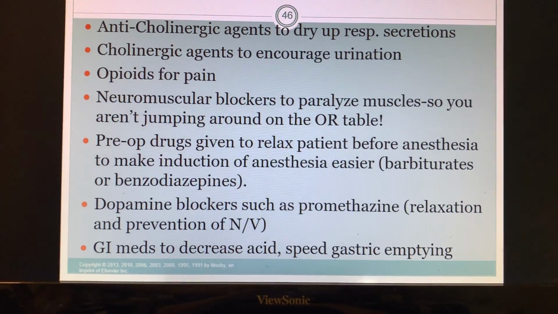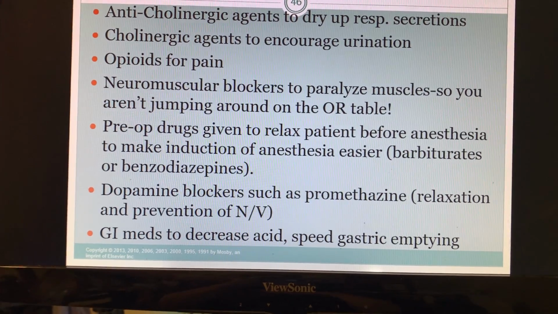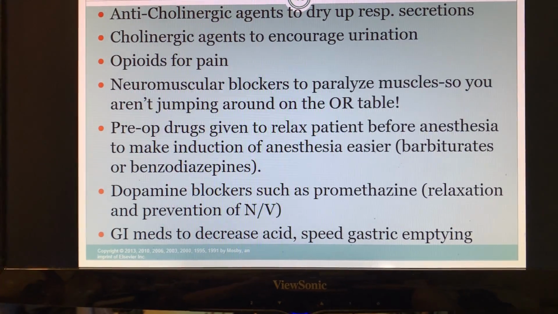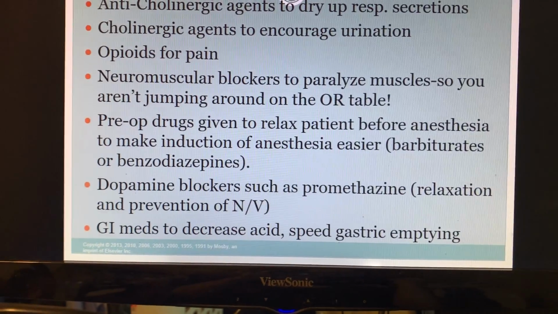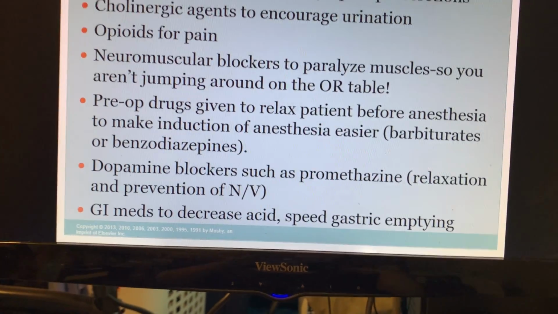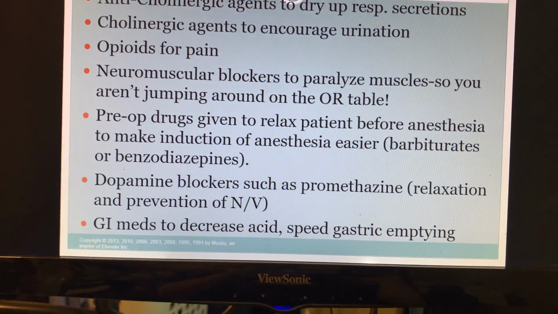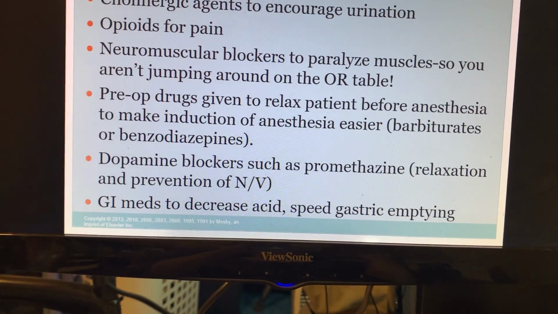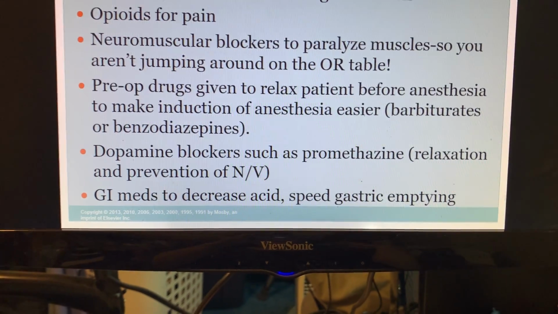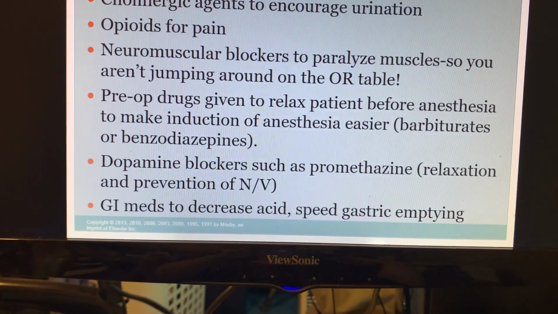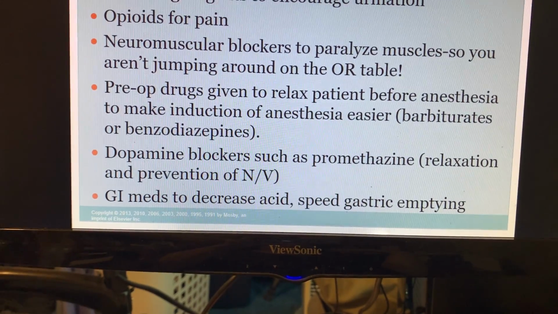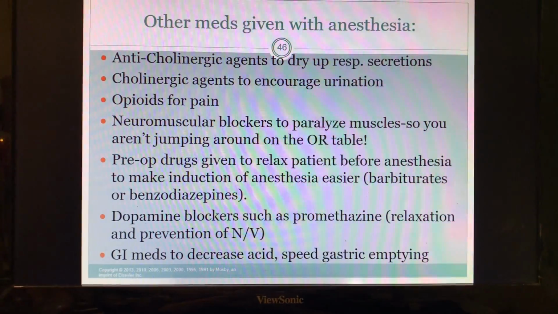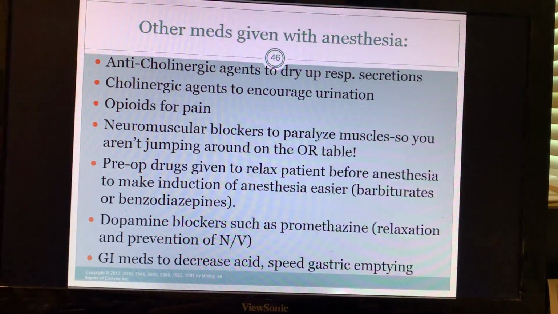They'll give pre-op medications, usually in the pre-op area before you even get into the OR. And that'll relax you to make induction of anesthesia easier. Usually before a surgery, you're pretty nervous, or you ought to be. And you've got the sympathetic nervous system going. You've got that fight or flight reaction pouring in epinephrine and norepinephrine, making you nervous. And so if they can relax the patient with barbiturates or benzodiazepines, many times that will help them to calm down a little bit so that they don't have that fight or flight reaction.